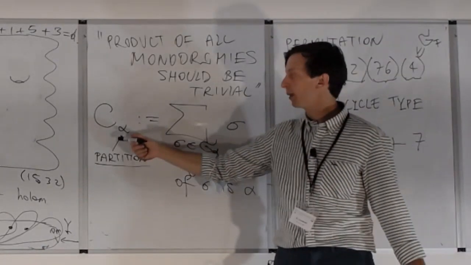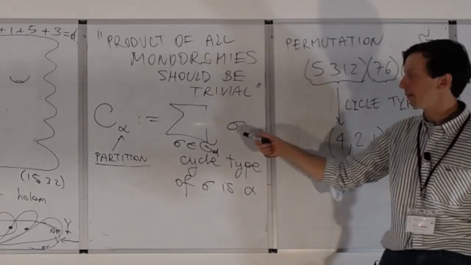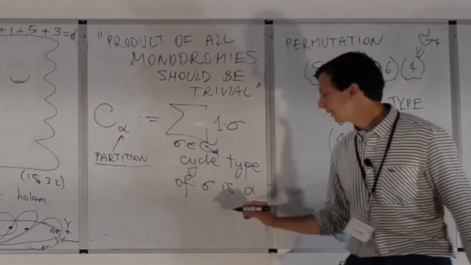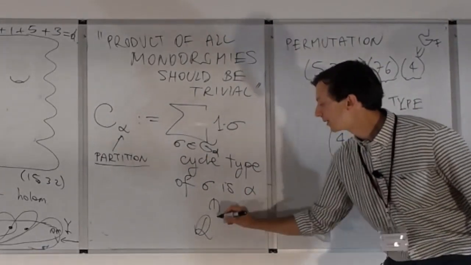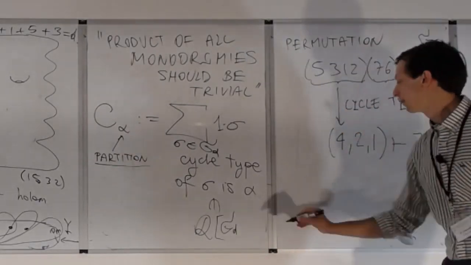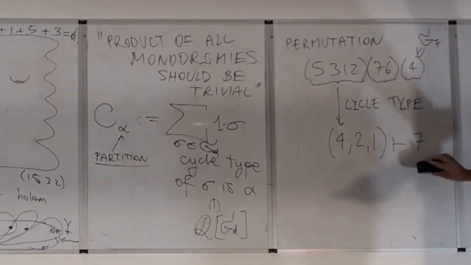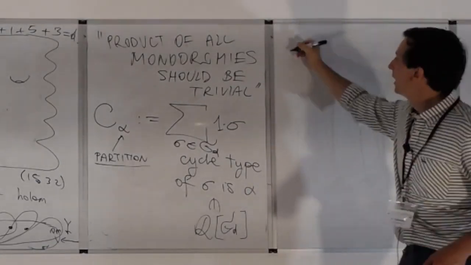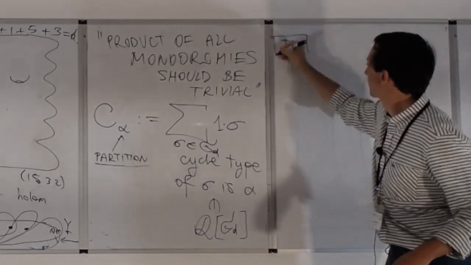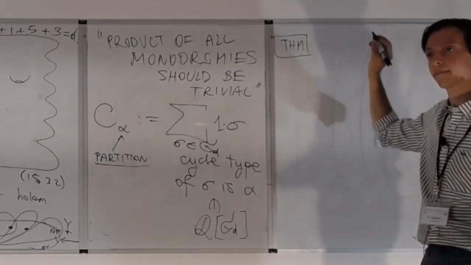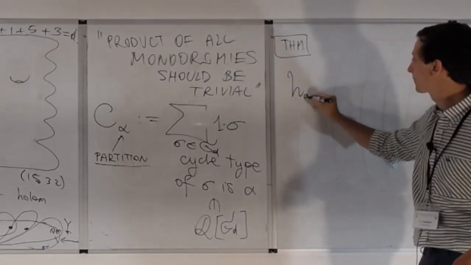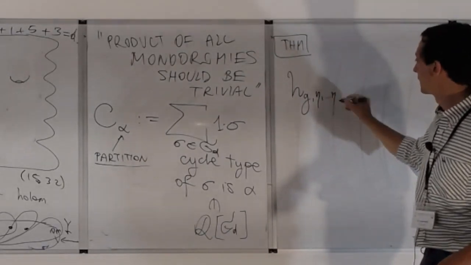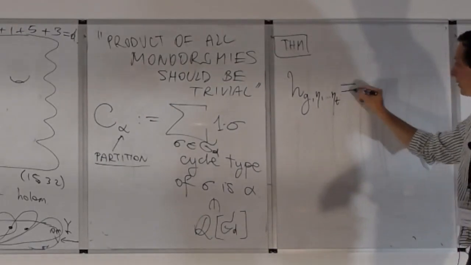And now, what I'm doing is exactly that. So C alpha is the formal sum with coefficient 1 of all the sigmas that have the cycle type alpha. And this lives in the group algebra of SD. And now I want to convince you that Hurwitz numbers can be counted this way. And in fact, the theorem is that these elements are in the center of the group algebra. And then the Hurwitz number H_g(eta 1, ..., eta t) is equal to 1 over d factorial.